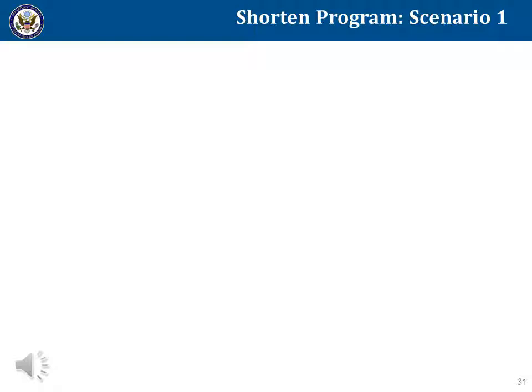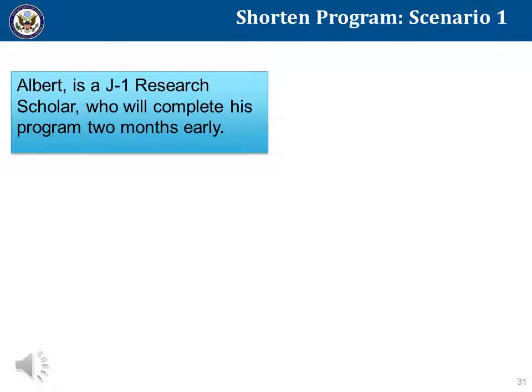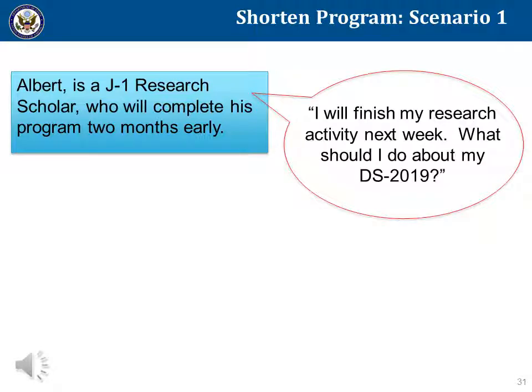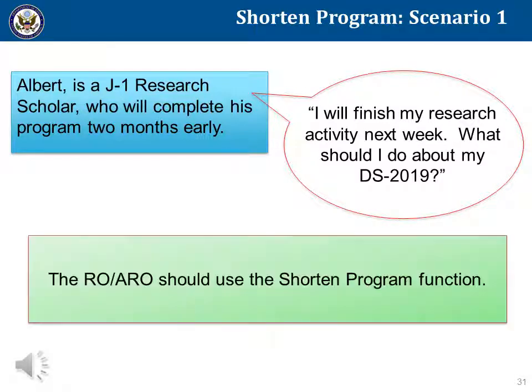To understand when to use the shorten program function, let's look at Albert, a J1 research scholar. Albert informs you that he will complete his research activity 2 months early. The shorten program function should be used in this instance to indicate Albert's new program end date.